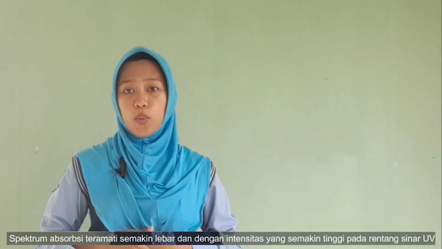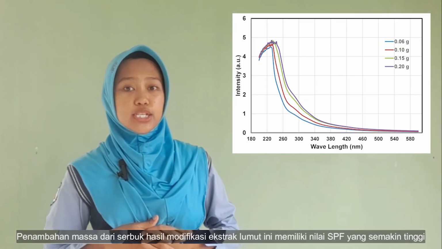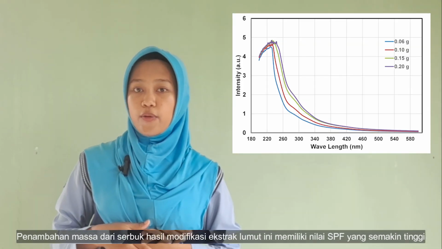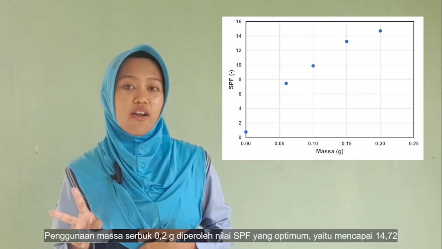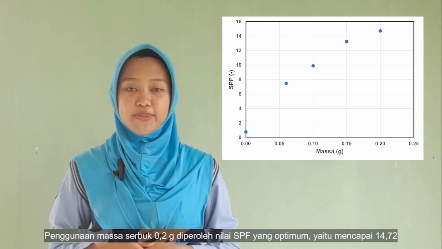The SPF value was also calculated with variable mass of the modified powder of moss extract at the optimum SPF value. The absorption spectrum was observed to be wider and with higher intensity in the UVA and UVB range. The addition of mass from the modified powder of moss extract has a higher SPF value. The 0.2 gram powder mass obtained the optimum SPF value, which is 14.72. This result is almost comparable to commercial cosmetic products on the market with an SPF value of 15.